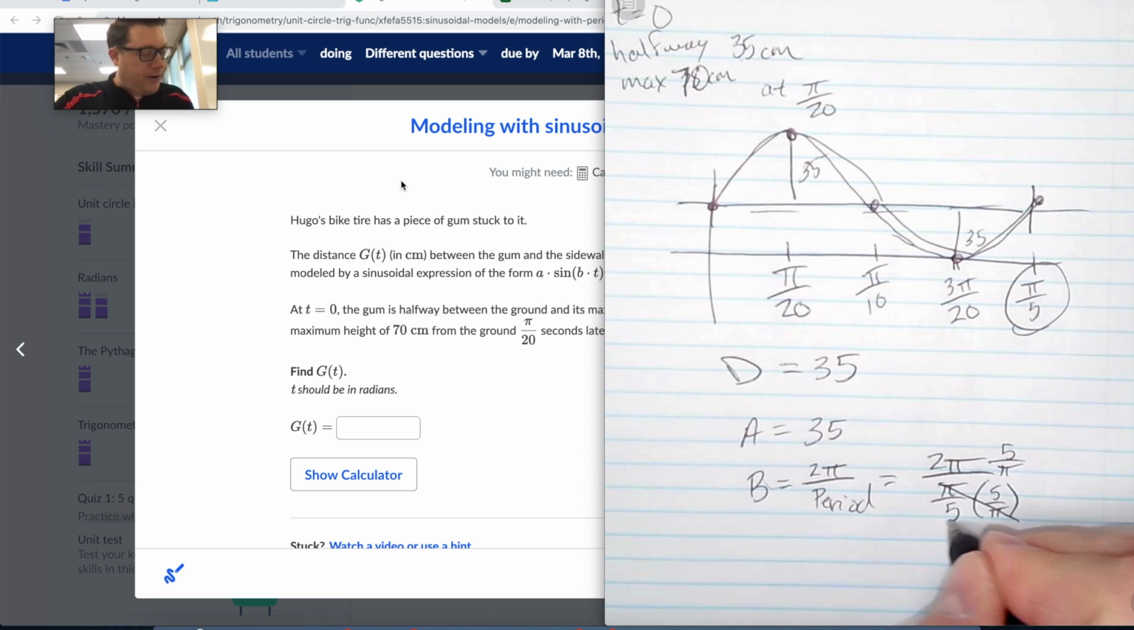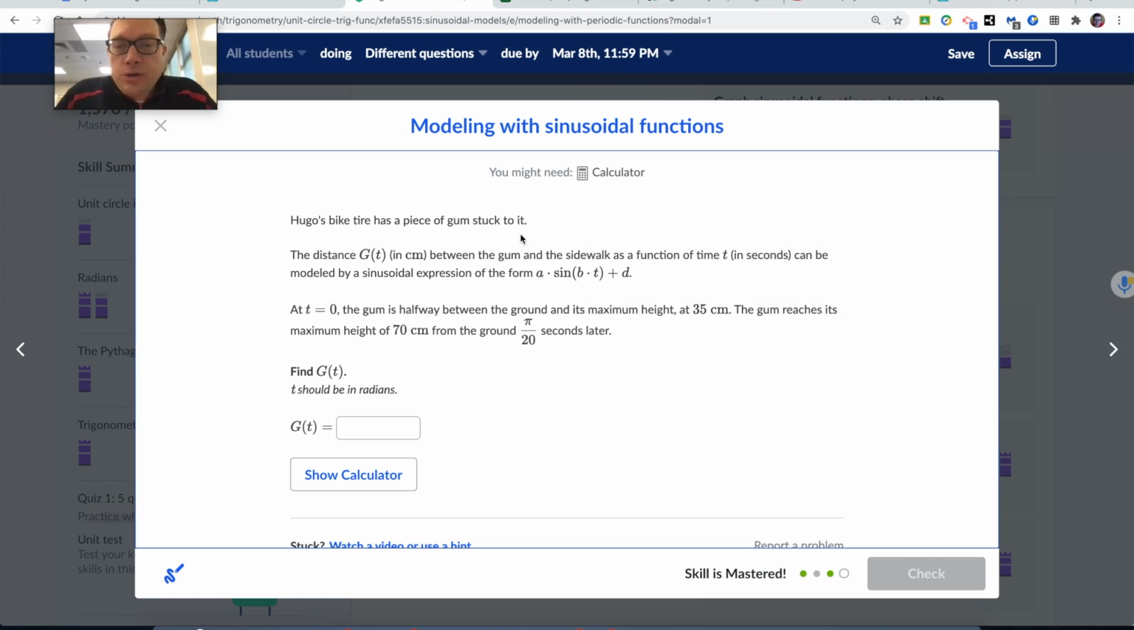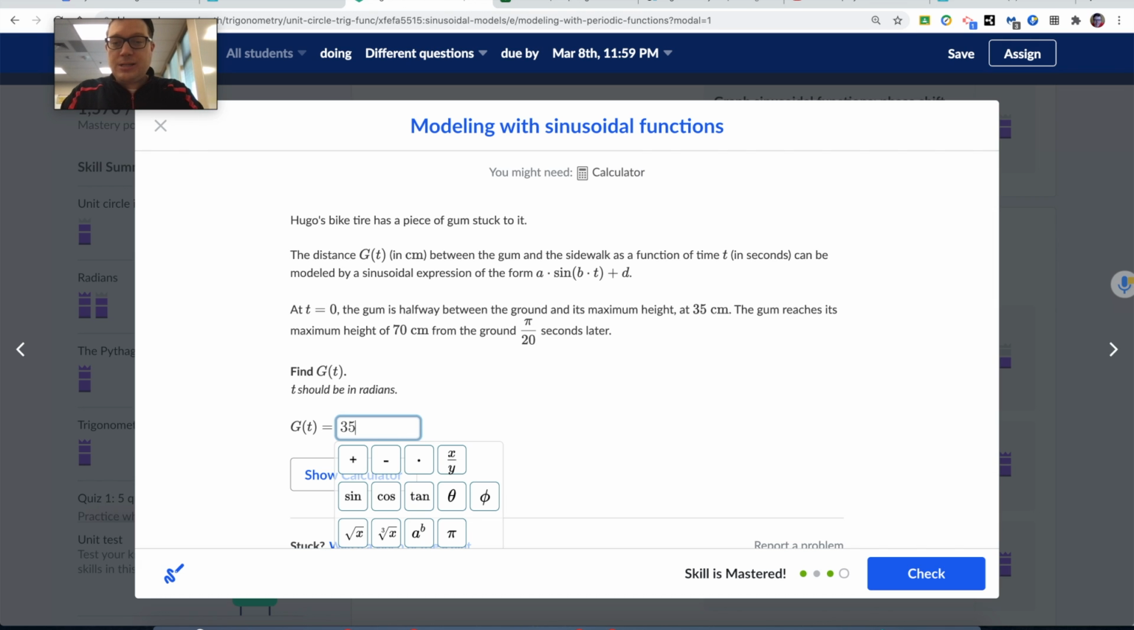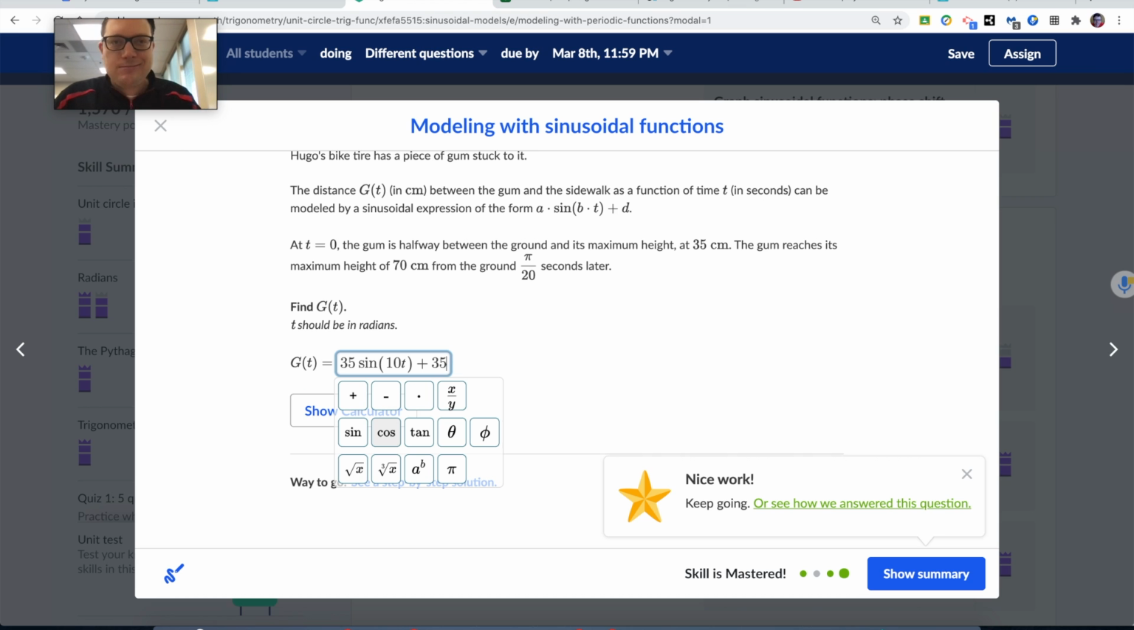The pi's and the 5's, the pi will cancel. B is 10. Put 10, 35, and 35 all into this G of t equals formula. Here we go: 35 sine of 10t plus 35. And check. Stick around for part 2.